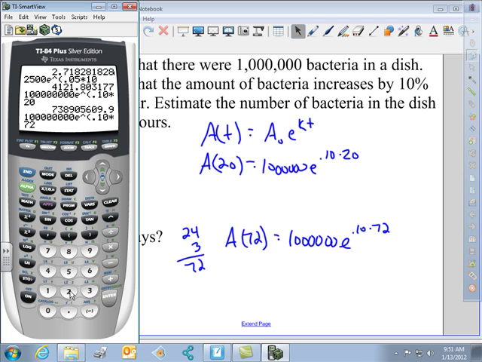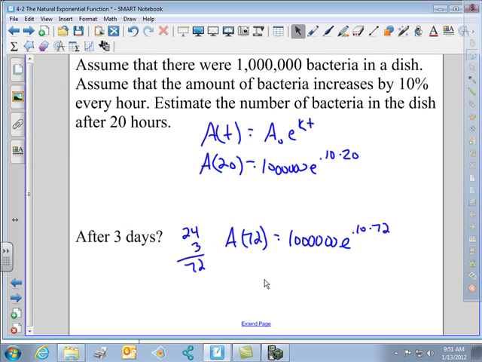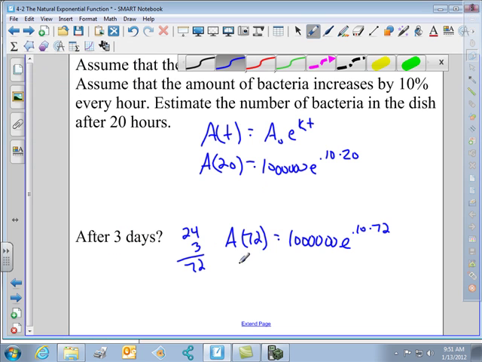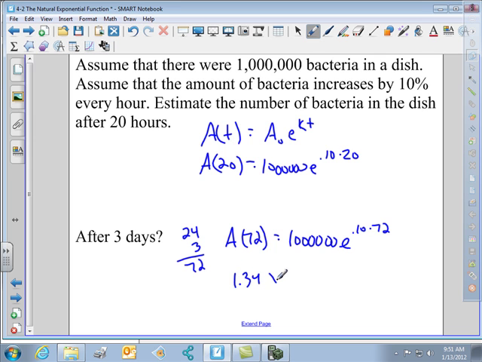And as you can imagine, you get a pretty big number here. So big, in fact, that your calculator is giving that in scientific notation. So we could look at this as 1.34 times 10 to the 11th power. And that one I'll write down: 1.34 times 10 to the 11th power. And again, that's the number of bacteria after 72 hours.